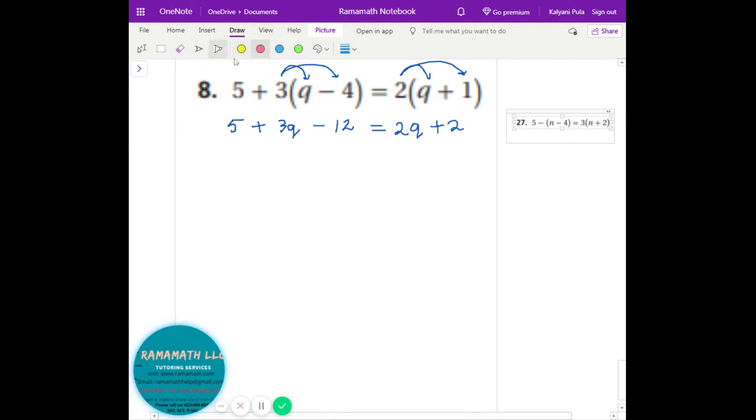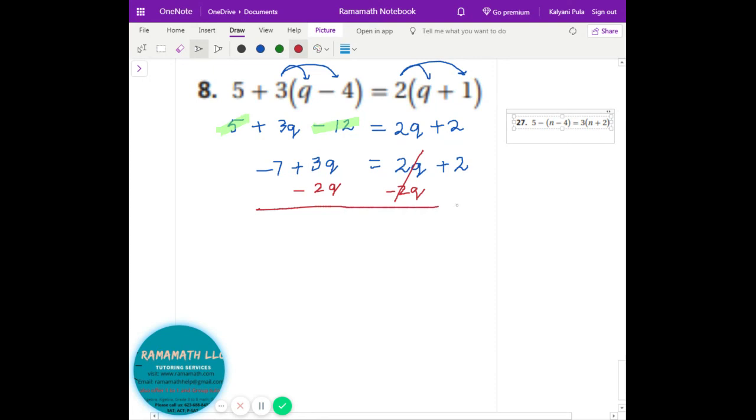Then you're looking for the like terms. The like terms I see here are 5 and negative 12. So I'm going to put them together. 5 minus 12 is negative 7. Then 2q plus 2. Now I can go with the numbers or the variables, however you want to do it. So I'm going to go with the variables. I see a 3q and 2q. Obviously the 2q is smaller, so I'm going to subtract 2q. Let's cross it out. And if I do one side, I have to do the other side also.